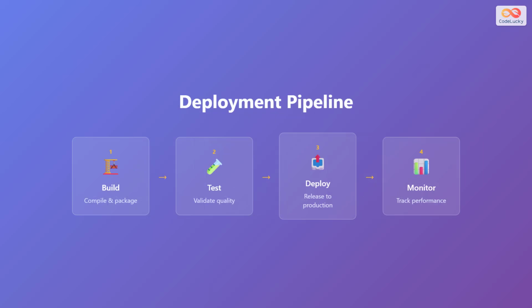Once your application is tested and ready, it goes through a deployment pipeline. First is the build stage, where all the code is compiled and packaged together into an executable format. Next is the test stage, where automated tests validate the quality and functionality. Then comes the deploy stage, where the application is released to production servers so real users can access it. Finally, the monitor stage continuously tracks how the application performs, watches for errors, and collects user behavior data. This pipeline ensures smooth and reliable releases.